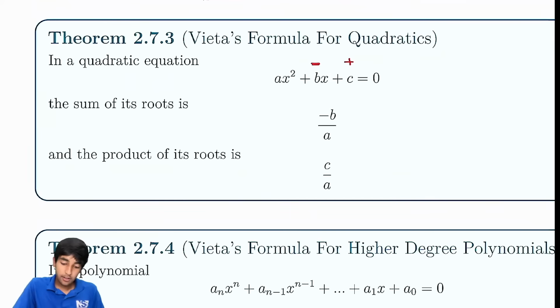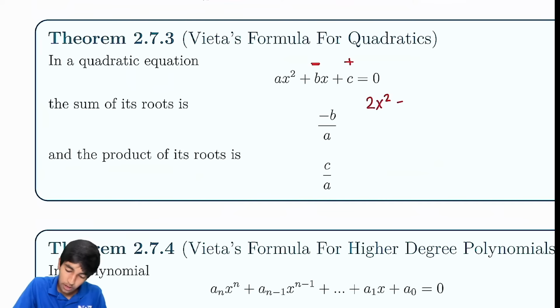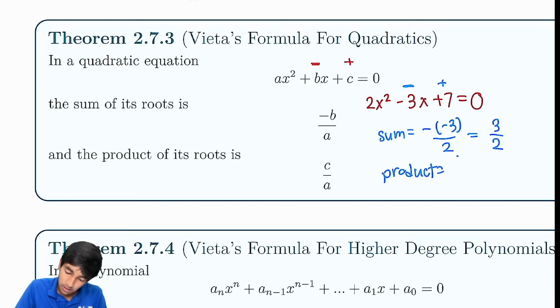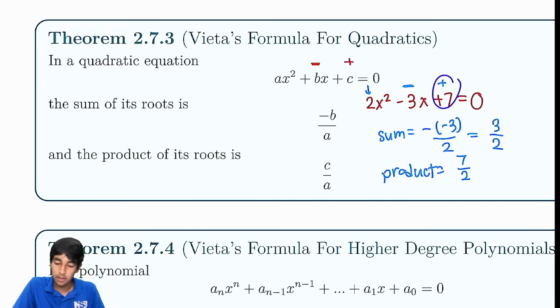For example, let's say we have 2x squared minus 3x plus 7. We're trying to find the sum of the roots, so let's just write our negative, positive. The sum of the roots is the negative of this coefficient divided by 2, so 3/2. The product of the roots is this coefficient divided by, we always divide by this a coefficient, which is 7/2. So we start off at negative for the sum, and then you just alternate.